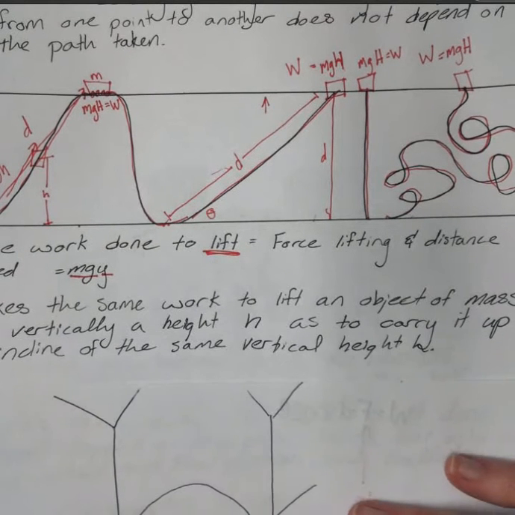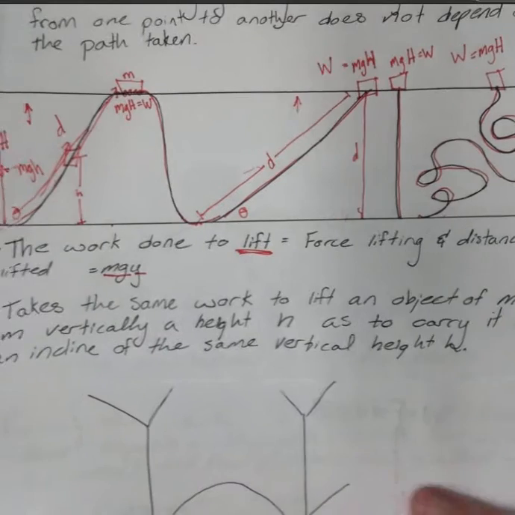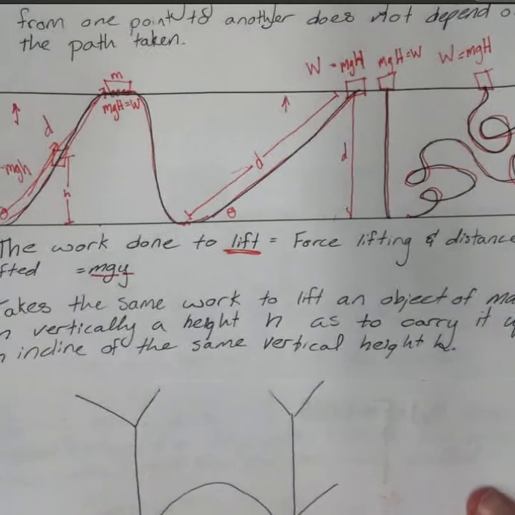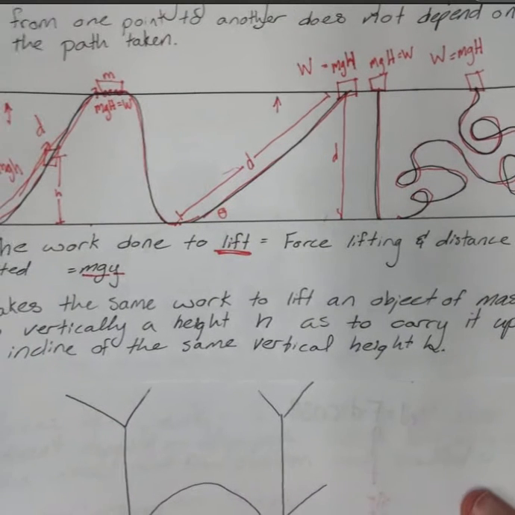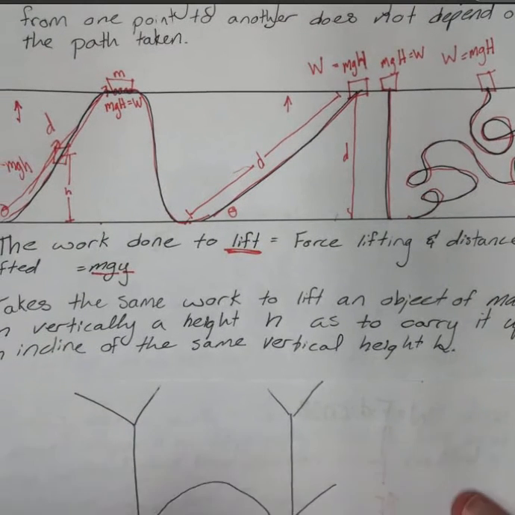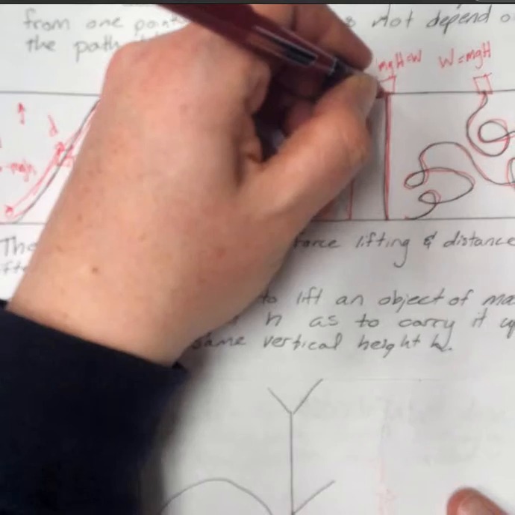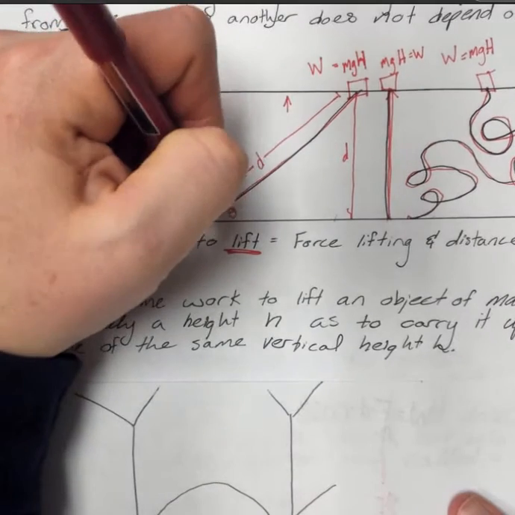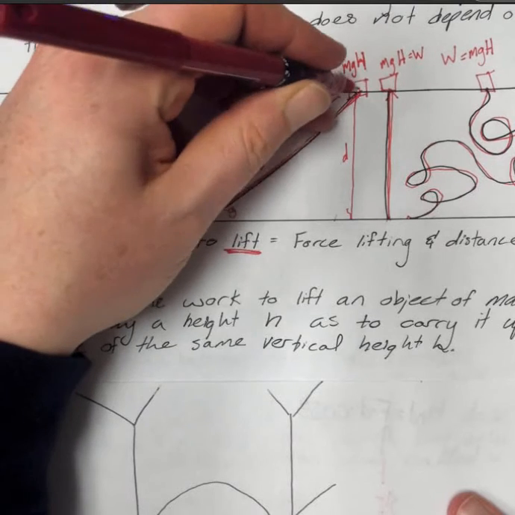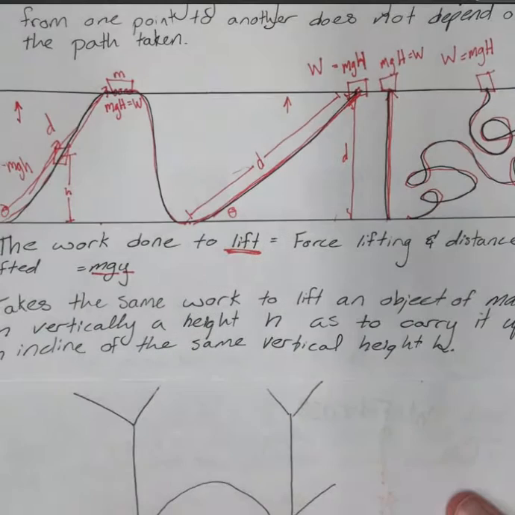Which is kind of nice, because that means it takes the same work to lift an object of mass m vertically a height as it takes to carry it up an incline of the same vertical height. So lifting straight up like that will take the same amount of lifting work as lifting it up along this plane. Notice I'm saying lifting work, which means that I'm focusing on the force required to lift it up and the height that you had to lift it.